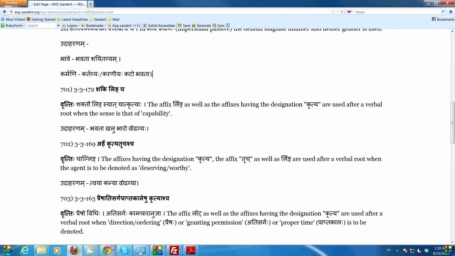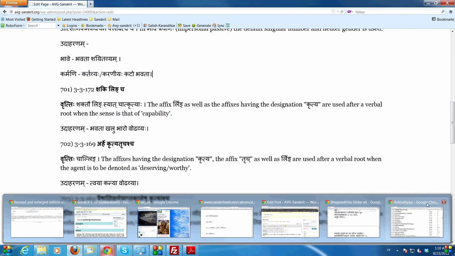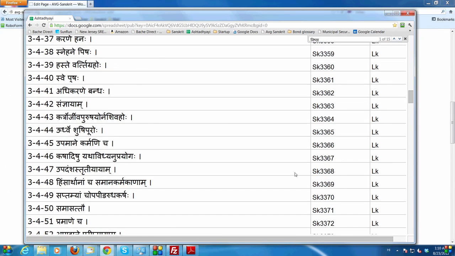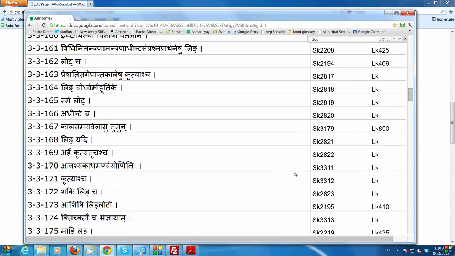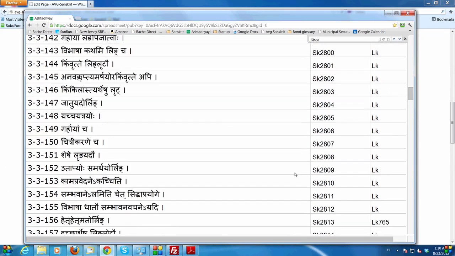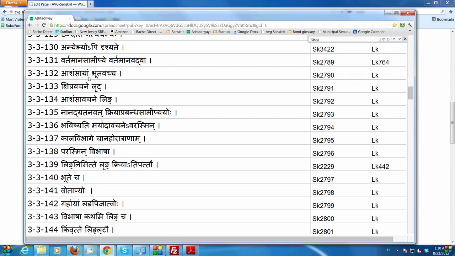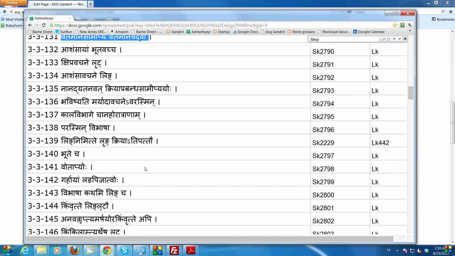which tells us in which meanings the different lakaras are to be used. And if you recall, that starts from the sutram vartamana samipye vartamanavadva, which we have already studied. So that is all coming in 3.3, at the end of 3.3. This starts the lakarartha prakriya. In that, again, Panini refers to some meanings in which the kritya affixes may be used.